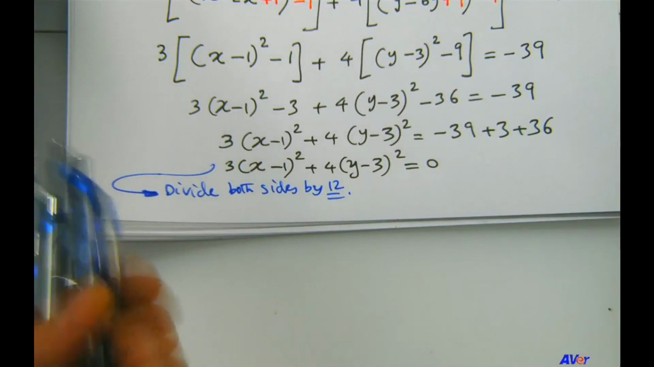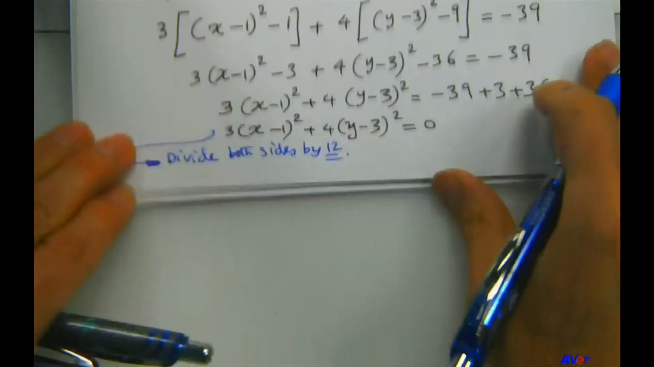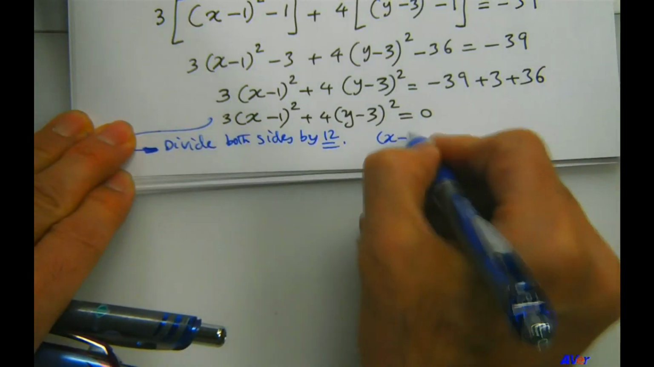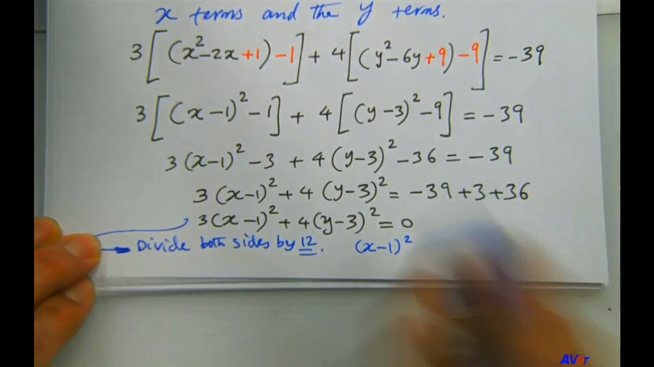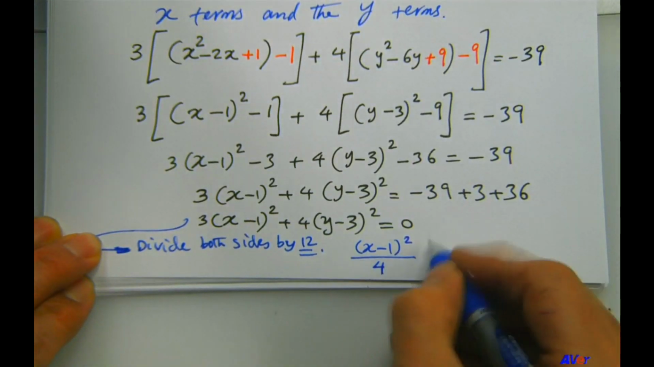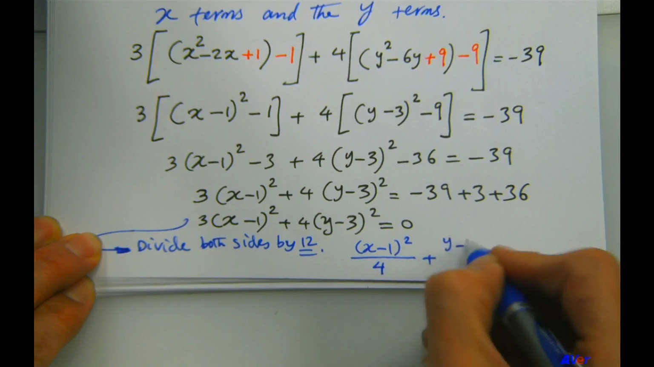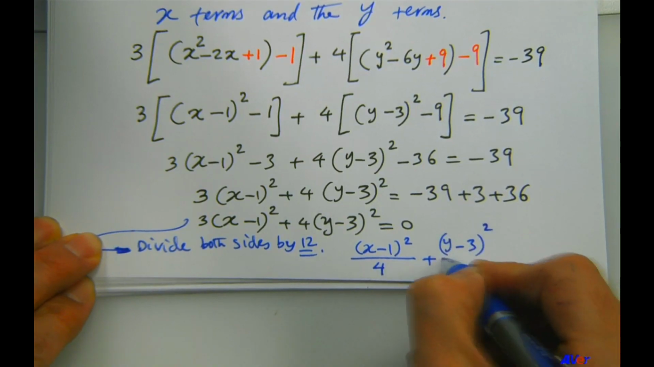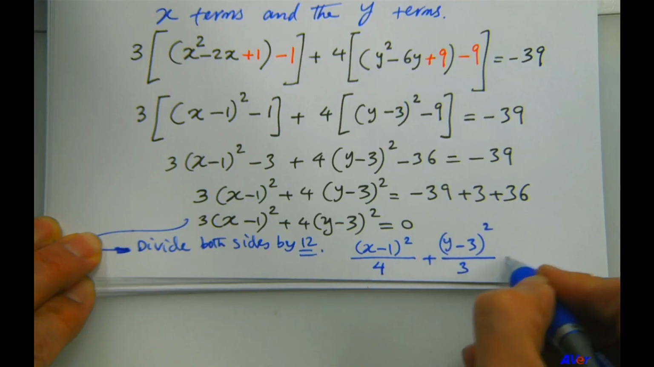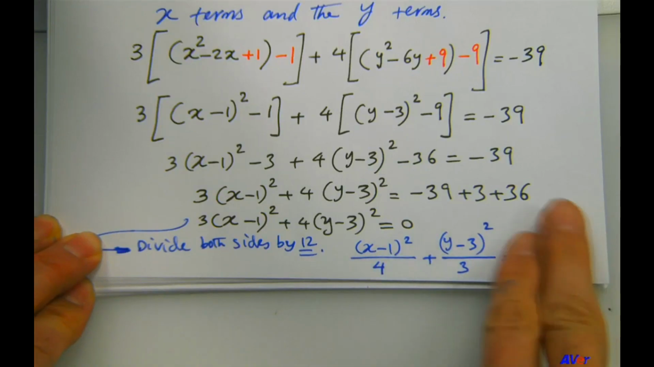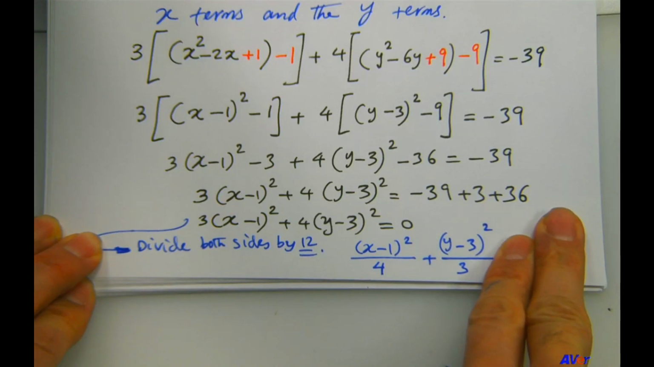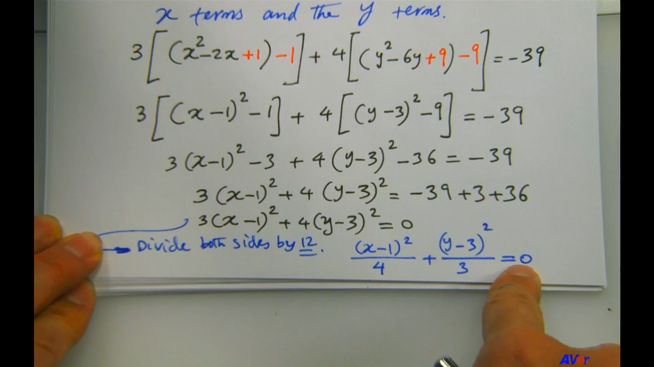And we end up with this equation: x minus 1 squared divided by 4 plus y minus 3 squared divided by 3 equals 0. So look at the other side. If you look at just the left side, it looks like an ellipse, right? But it's not, because the other side is equal to 0.